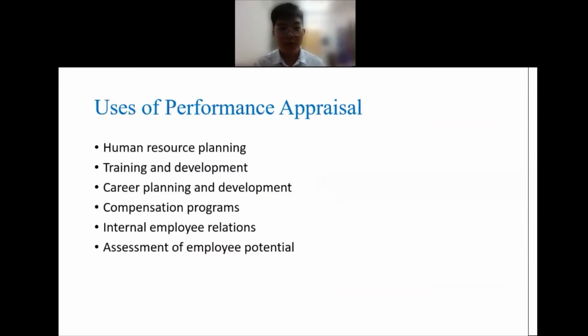Use of performance appraisals. First, human resource planning. Secondly, training and development. Third, career planning and development. Next, compensation programs. Then, internal employee relations. The last one is assessment of employee potential.